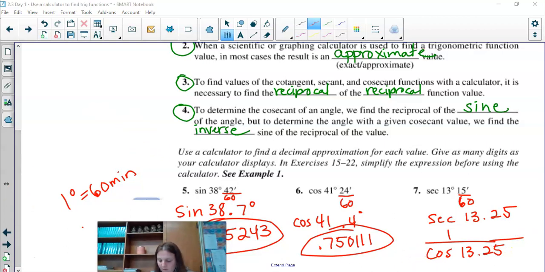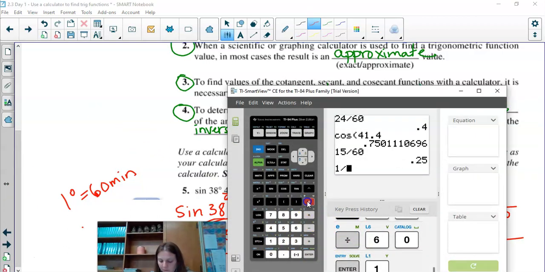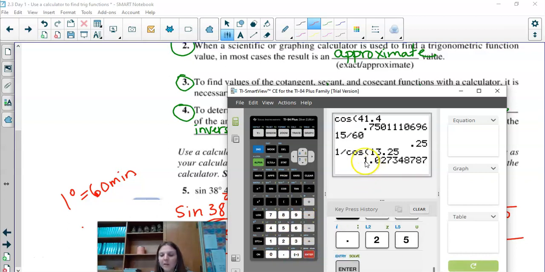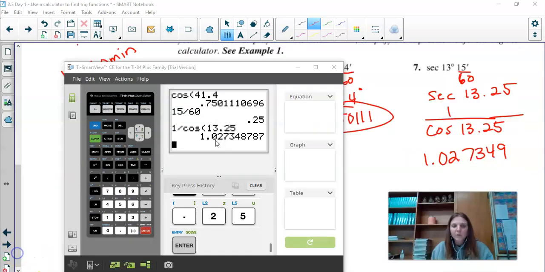See what we get here. 1 divided by cosine 13.25. And again, round to 6 decimal places. 1, 2, 3, 4, 5, 6. Okay, this 8's going to have to round up. Okay, as you can see, I've got the 0, 2, 7, 3, 4, and then 9.